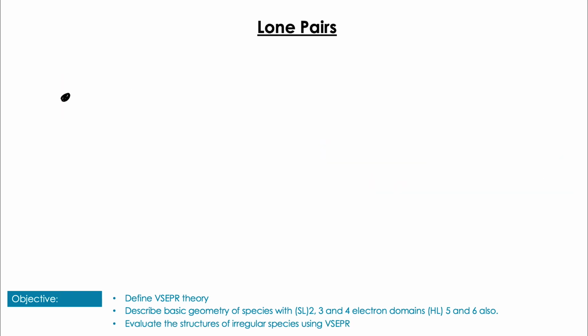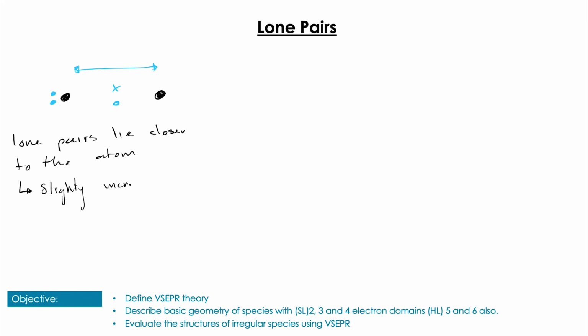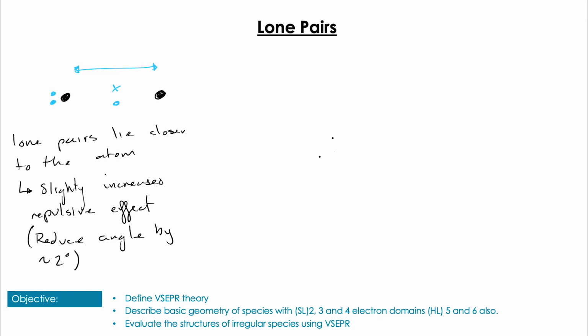Okay, so I've spoken about lone pairs, but we haven't really addressed them directly. So what makes them different and what makes them similar to normal electron domains? Well, lone pairs exist on an atom and they lie a lot closer to the atom than a bonding pair of electrons do. And because of this, they slightly increase the repulsive effect, pushing any other electron domains a little bit more than we would expect. Now, my rule of thumb for this is to reduce the angle by 2 degrees. This may not always be accurate, but it's always within specification limits.